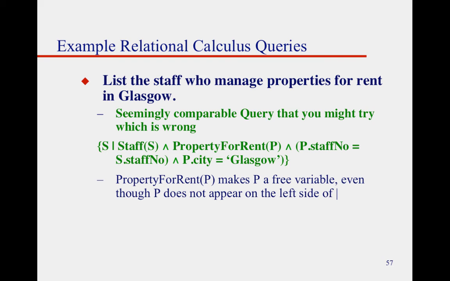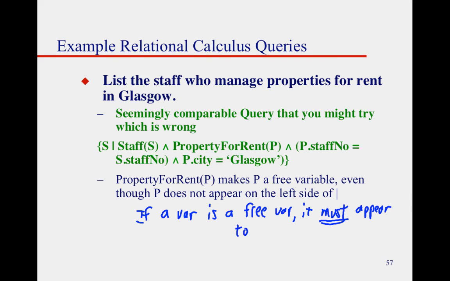Well, it's at the bottom. P is a free variable, but P does not appear on the left side of the bar. Okay? If it's a free variable, it must appear on the left side of the bar. Otherwise, it must be bound. It must appear to the left of the bar, and if it doesn't, it's bound.